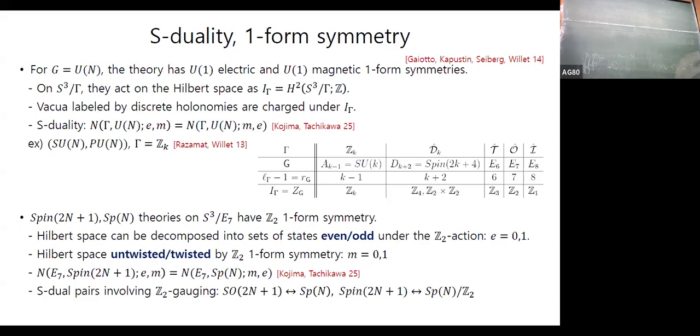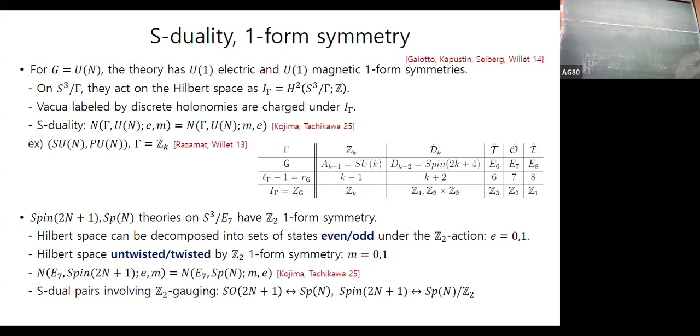Okay, it is not going to play a role, I guess. Or you can consider some SP(N) series or SO series or S3 model E7, but anyway, this theory will have Z2 one-form symmetry, meaning that you can decompose the states in the Hilbert space into the states that are even or odd under the symmetry. And you can twist the Hilbert space by Z2 one-form symmetry. In fact, these two are exchanged under the S duality, and you can directly check from the detailed computation.